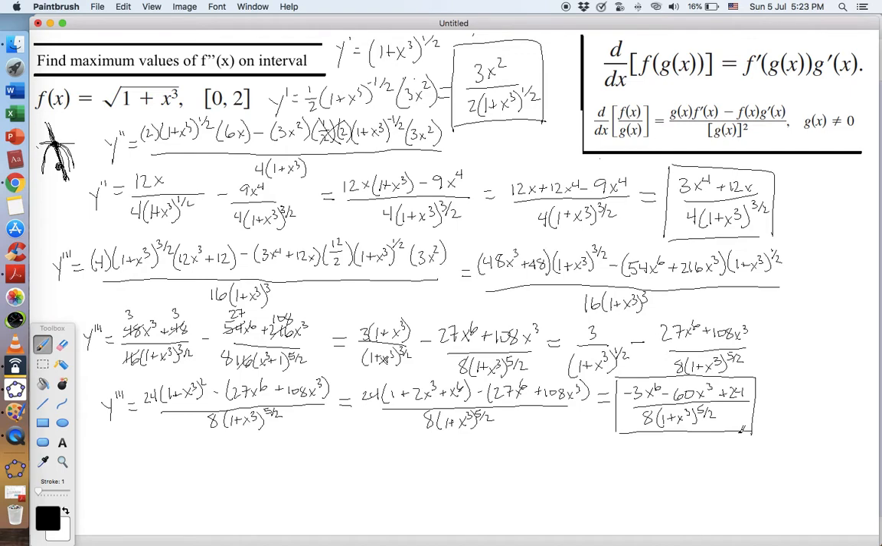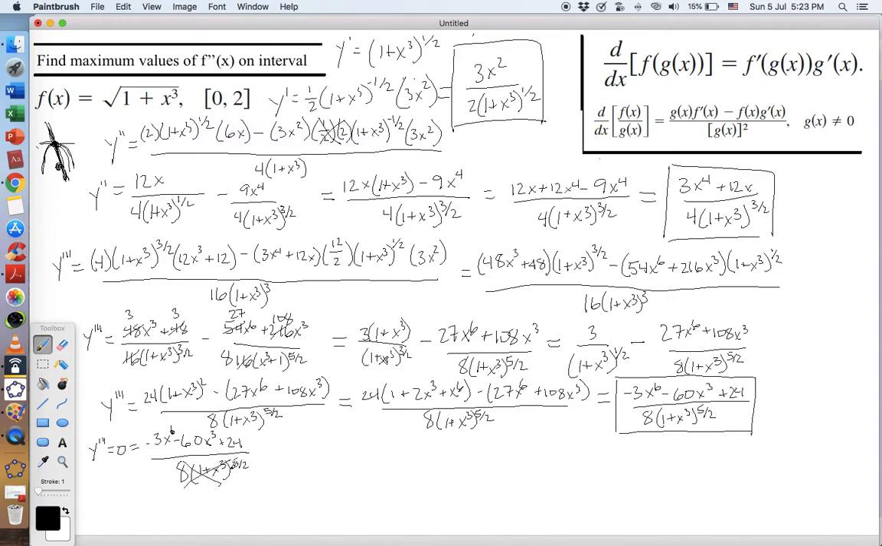And that could take you a good hour if you make a couple mistakes, if you have to retrace your steps. That could easily take you an hour. So technology, people. And we're not done yet. We need to find that place where y triple primed is equal to 0. And so we've got negative 3x to the 6th minus 60x cubed plus 24 all over 8 times 1 plus x cubed raised to the power of 5 halves.